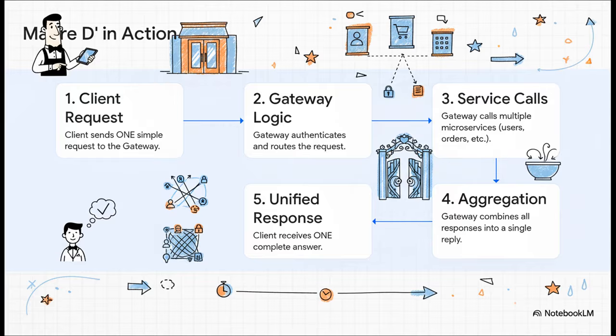It asks the user service for your name, it asks the order service for your recent orders, and it pings the payment service for your billing status. It's juggling all these conversations in the background. Then, once it has all the pieces, it bundles them up into one neat package and sends that single, complete answer back to your phone. Your app didn't have to do any of that hard work. It's kept simple and it feels fast.